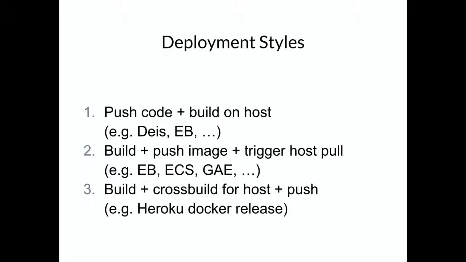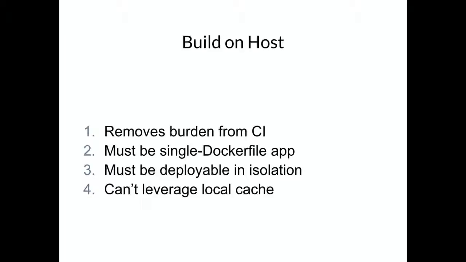And then you can also build up your Docker containers, but then cross-build them for your host's specific platform and push. And this is what Heroku's beta Docker release does. It turns images into slugs. So if you're building on the host, that takes the burden off of CI, because CI can just push your code up and let the host build it. But that means, for the most part, with most hosting providers, these have to be single Dockerfile applications. You have to be able to deploy them on their own, because once you send it to your host, they're not going to be able to use your local cache, so it's not really as good.